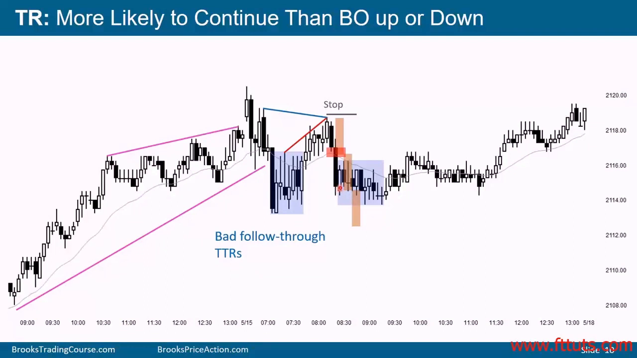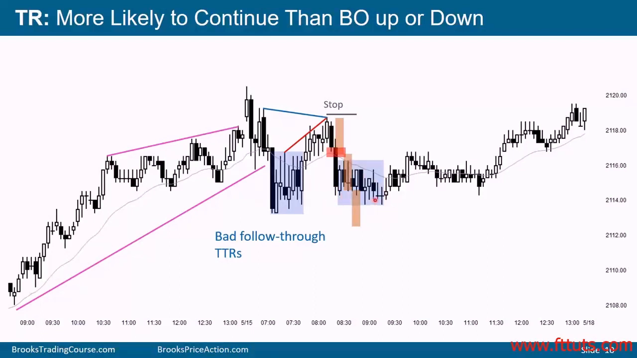Very strong bear breakout, terrible follow through, more bad follow through for the bears, more bars closing on their highs. Here, we have a bear bar and a doji bar, a bear bar and a bull bar, a bear bar and a bull bar. Therefore, there's a lot of bad follow through for the bears on the way down. There's bad follow through for the bulls on the way up. Bull bar, bear bar, bull bar, bear bar, trading range behavior.